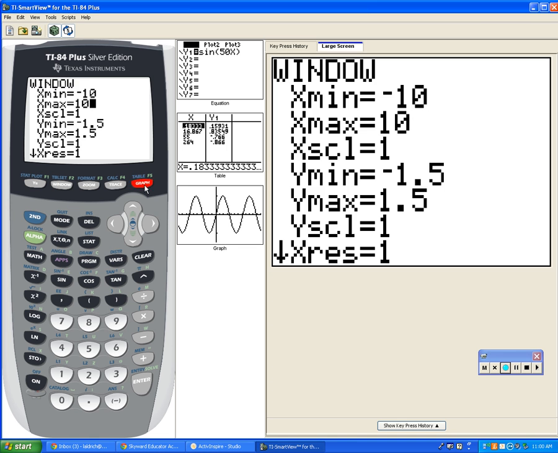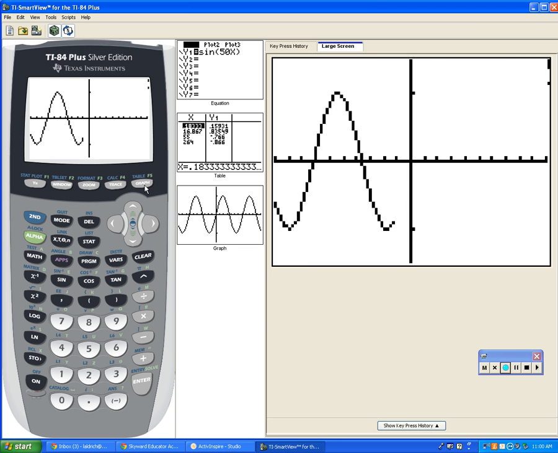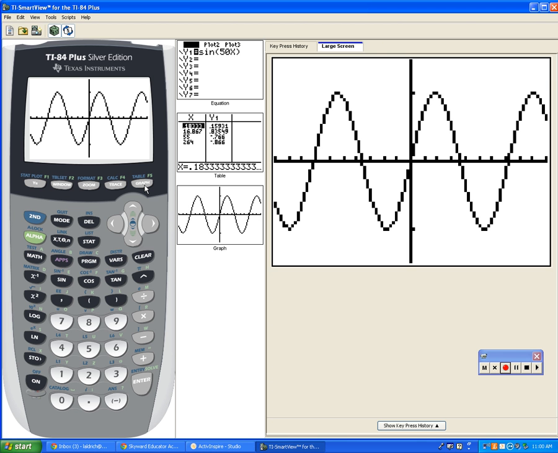Mine didn't change at all. Mine did. My calculator is too old. Yours should come up with something wacky like this, or something weird like that.